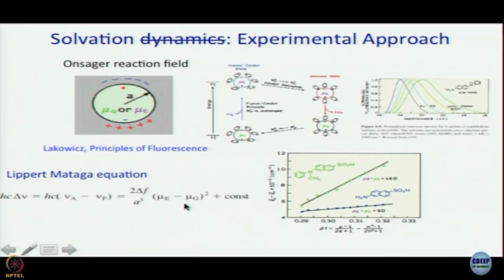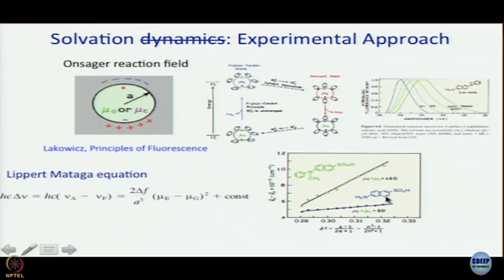So, the idea is that if you make this plot of nu A minus nu F, the Stokes shift, against delta F, then you are going to get a slope which is proportional to the square of mu E minus mu G. So, greater the charge separation in the excited state, steeper will be the curve, right. And here we have an example of ANS versus TNS.